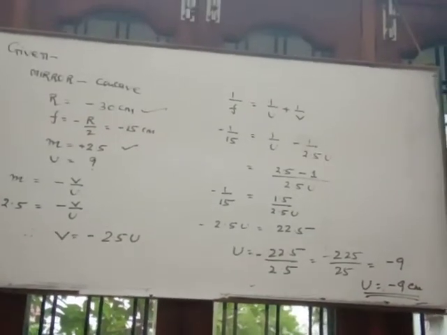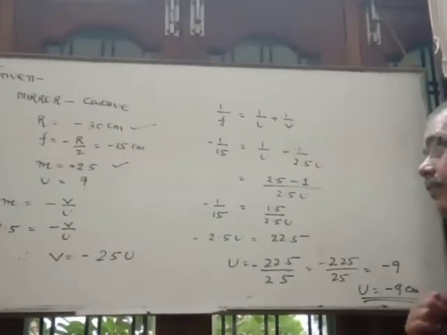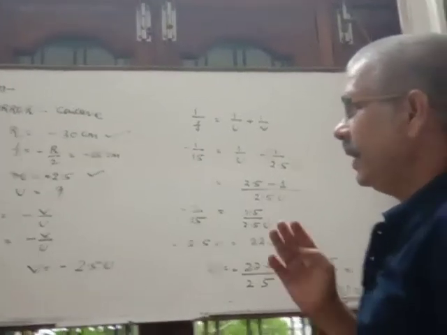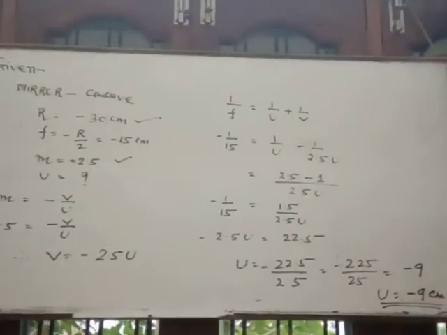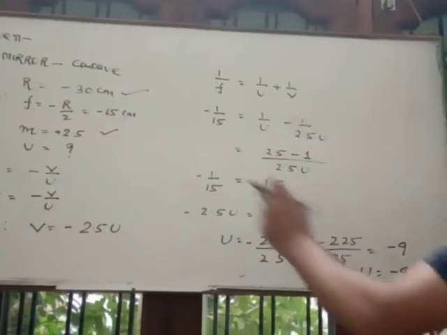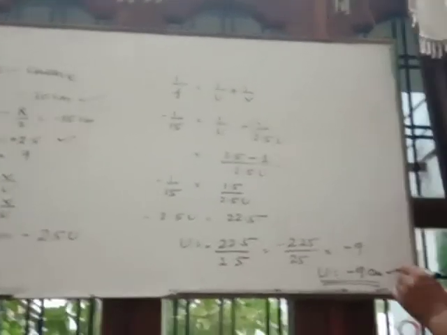Actually, a concave mirror may be used as a shaving mirror if your face lies within the focus of the concave mirror, and here focus is minus 15 and distance of face is minus 9, which is less than the focal length, means our answer is correct.